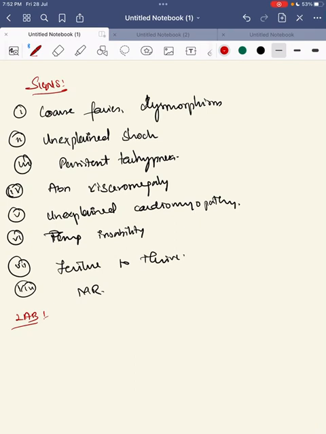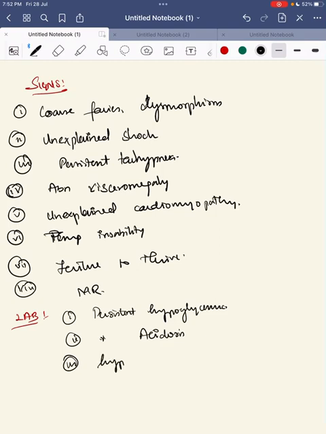Among the lab investigations, when the child presents with persistent hypoglycemia, persistent acidosis, hyperammonemia, or ketosis, or low uric acid level in a neonate with metabolic alkalosis. These are the conditions in which you should suspect a child having an inborn error of metabolism. Next, we will see their patterns of presentation.